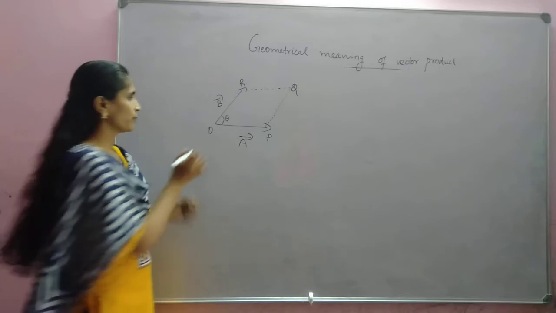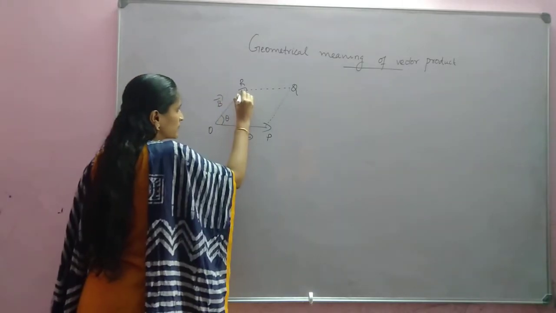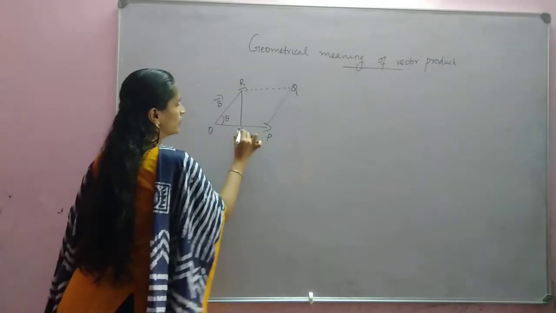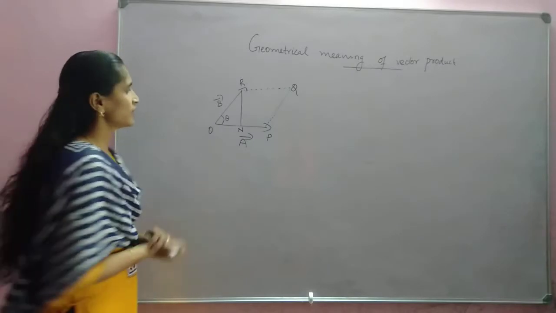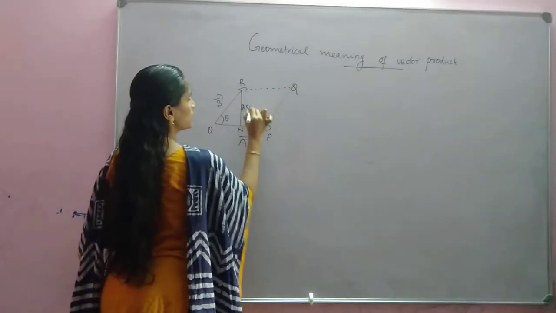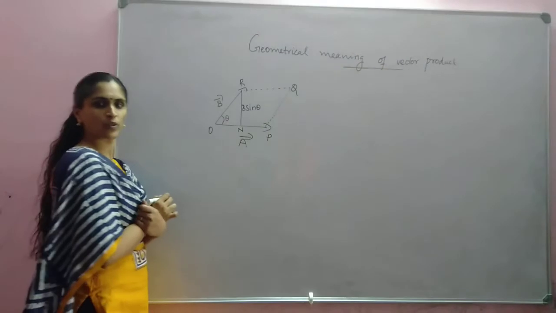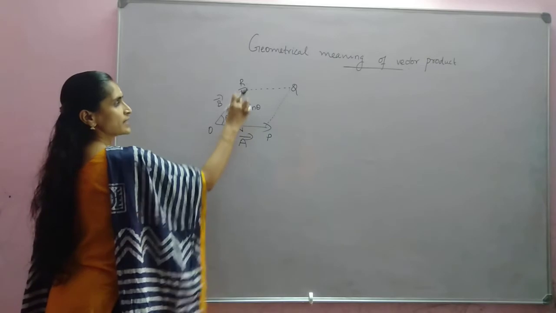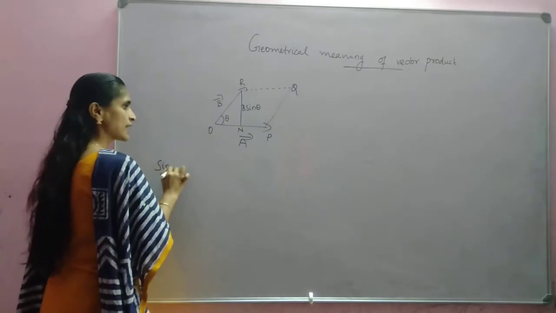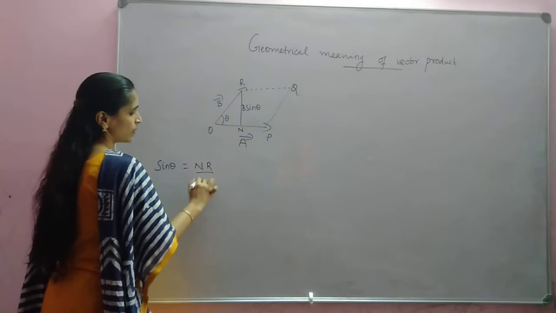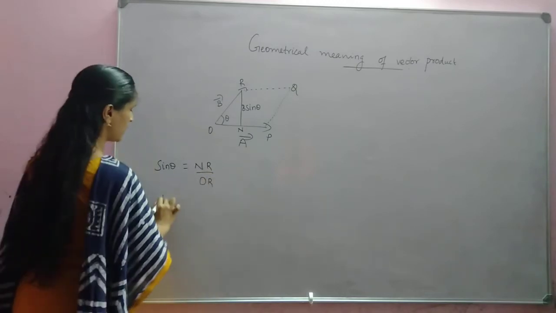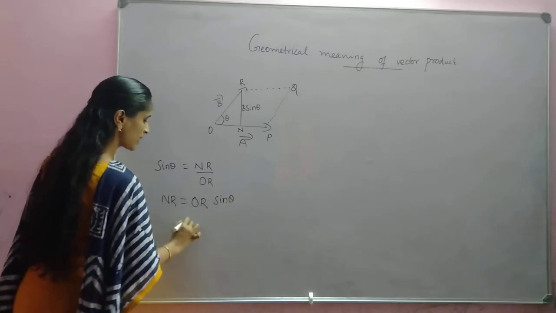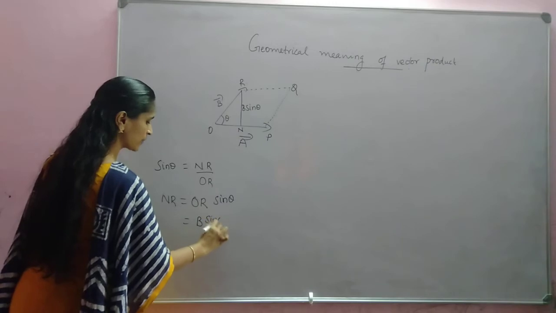If you draw a perpendicular from here, we can mark it as Rn. So what is the value of Rn? Rn will be equal to B sin theta. Any doubt? Why? Because this is b, this angle is theta, so sin theta is equal to opposite side by hypotenuse. You can write sin theta is equal to nR by OR, or nR is equal to OR into sin theta. OR has magnitude b, so we can write b sin theta.